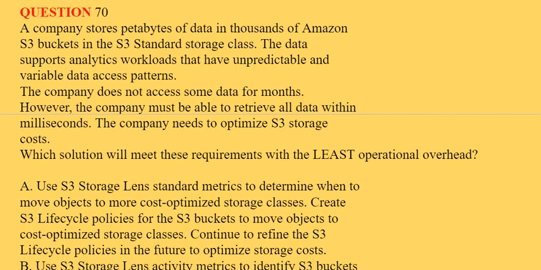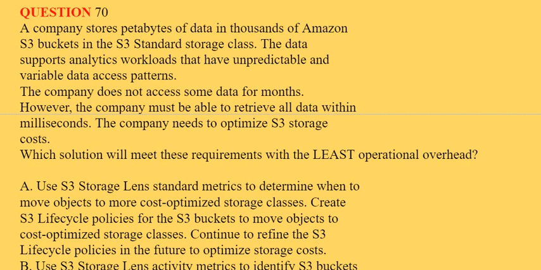Question is, a company stores petabytes of data in thousands of Amazon S3 buckets in the S3 Standard storage class. The data supports analytics workloads that have unpredictable and variable data access patterns. The company does not access some data for months. However, the company must be able to retrieve all data within milliseconds.